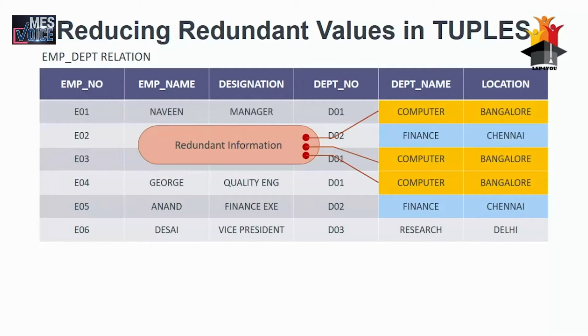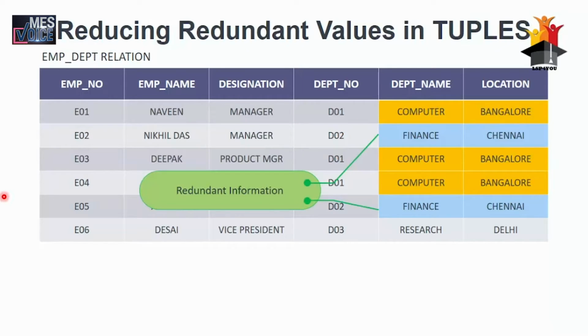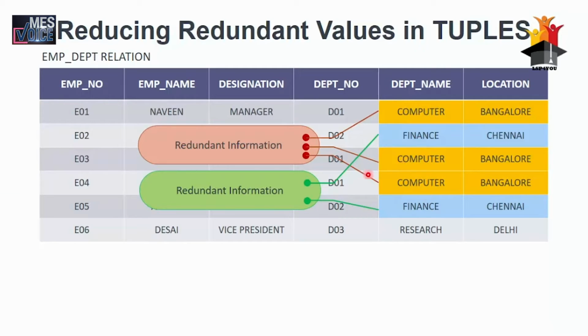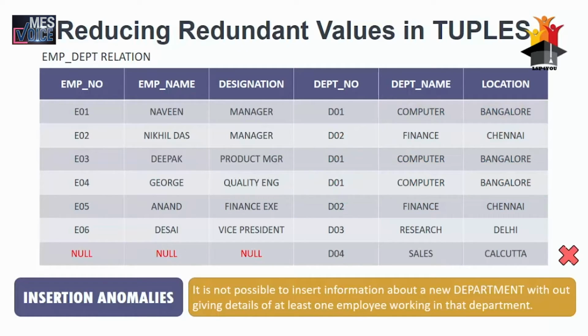This information is redundant. Now we can consider another department, Finance, Chennai. 2 employees, E02 and E05, are working in the same department, Finance. This is also redundant information. So this is redundant data, redundancy of data. And this redundancy causes update anomalies such as insertion anomaly, deletion anomaly, and modification anomaly. Let us see the insertion anomaly. Suppose we want to insert the details of a new department without giving the details of an employee. In this case, insertion will not be possible because null values cannot be put into employee number as it is the key attribute.